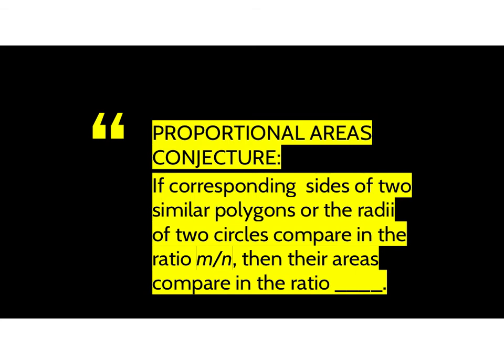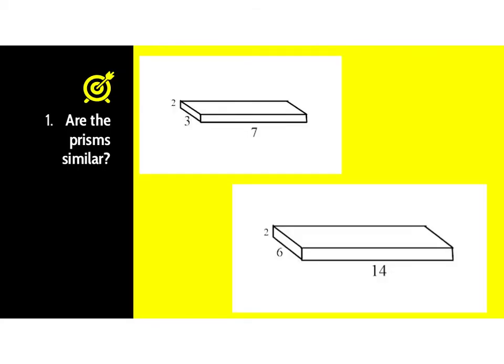So we have a proportional areas conjecture, which states if corresponding sides of two similar polygons or the radii of two circles compare in the ratio of m to n, then their areas compare in the ratio of m squared to n squared. So let's take a look at these prisms, and the question is are these prisms similar?